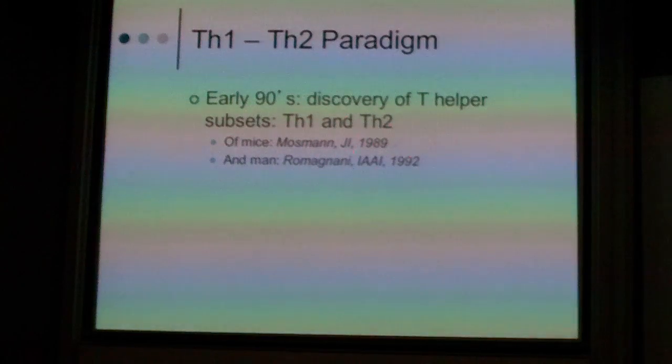And in 1989 it was Mosmann who described the Th1 and Th2 balance and paradigm. And in humans it was described by Romagnani in 1992. So it is something which is expressed in animals as well as in humans. So it probably is true that Th1 and Th2 are mechanisms which are driving immune responses.